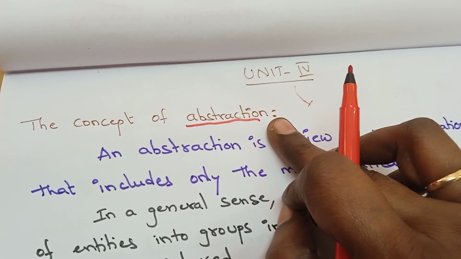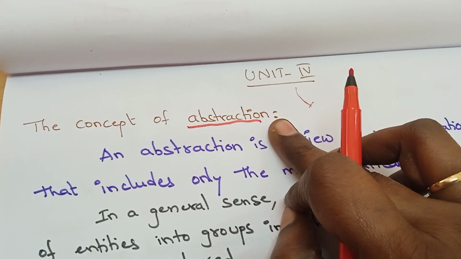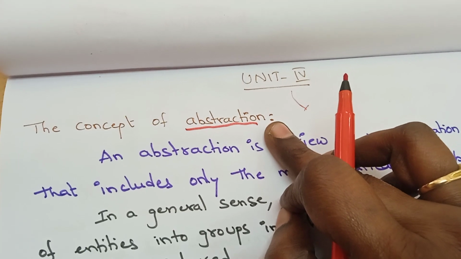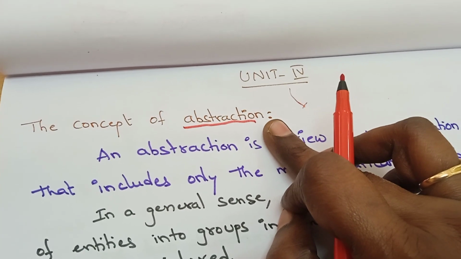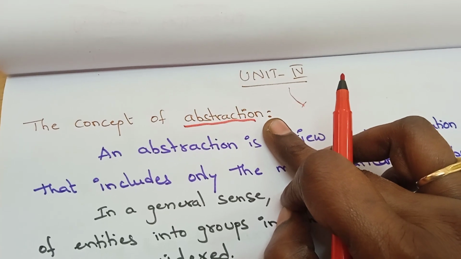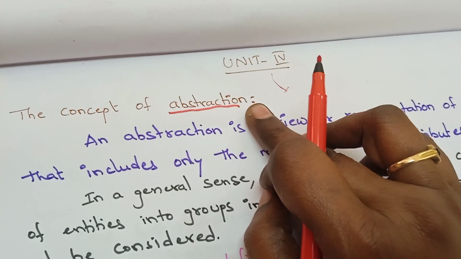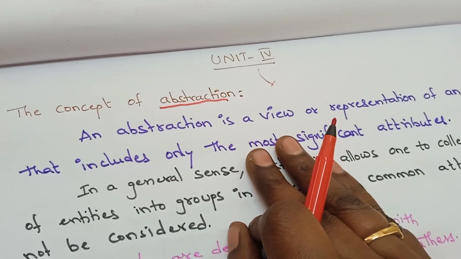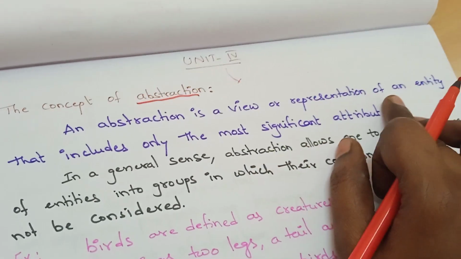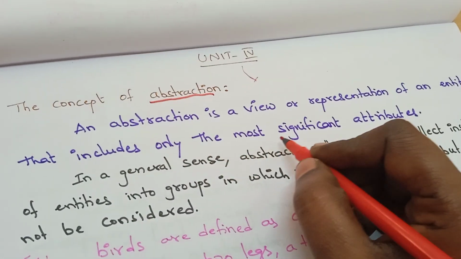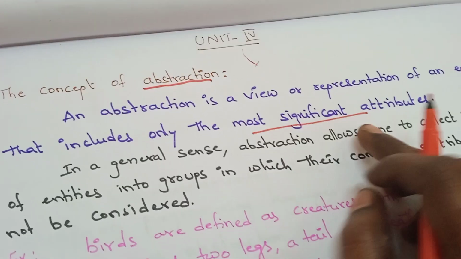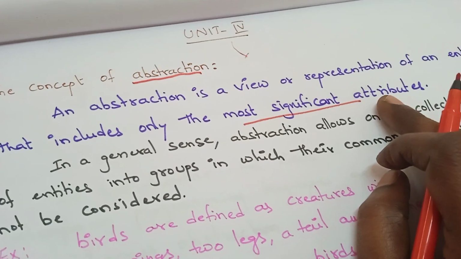The main purpose is to simplify the programming process, and abstraction is an effective weapon because it allows programmers to focus on essential attributes while ignoring subordinate attributes. We'll see the general definition for an abstraction. It's a view or representation of an entity that includes only the most significant attributes. We'll ignore subordinate attributes which are common.